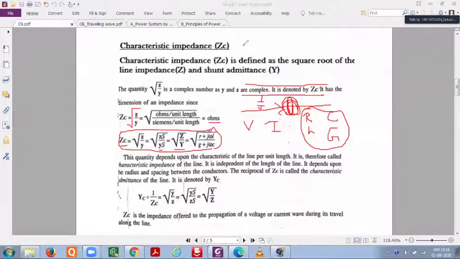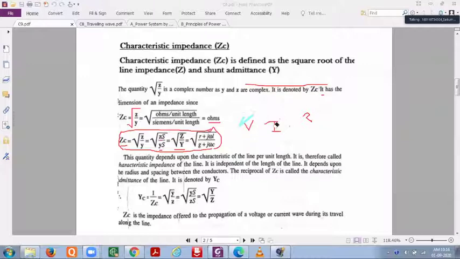Yes, sir. I got this point previously, but if the line length increases, this also increases more and more. So definitely it indirectly affects the impedance of the system. Correct. Impedance is nothing but opposition, right? Yes, sir. Impedance is nothing but opposition.